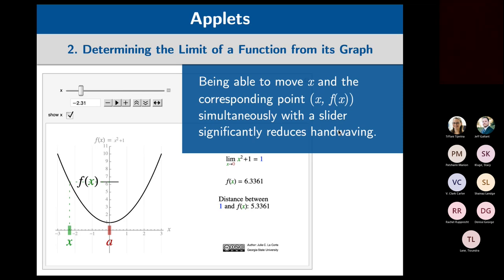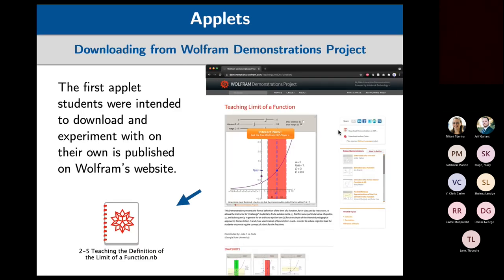Being able to move X and the corresponding point on the graph simultaneously with a slider significantly reduces hand waving by the instructor. When I'm explaining this concept without the applet, I always find myself pointing and gesticulating. The applet seems to be much more effective at communicating how the moving parts are related. So those first two applets were basically for me to present in class.